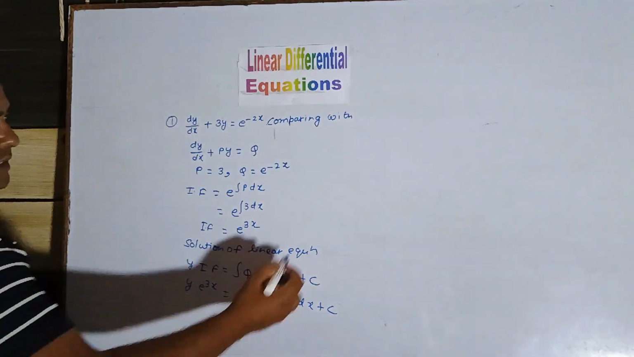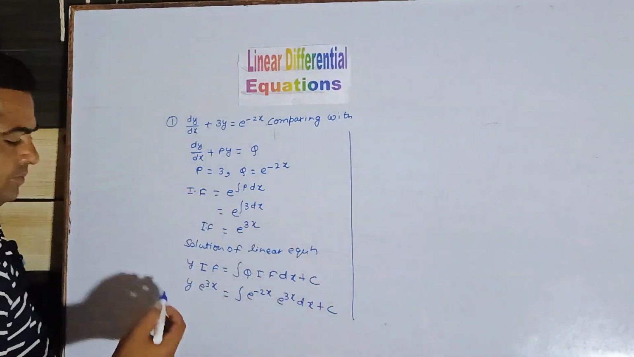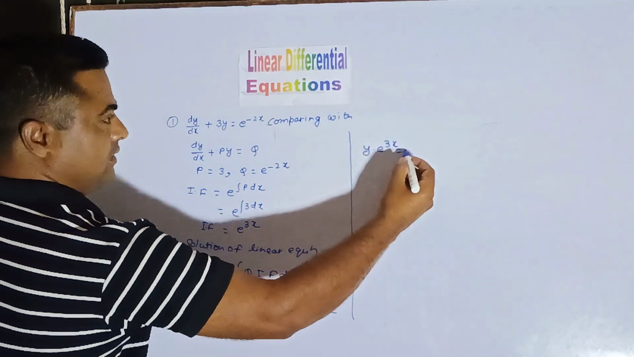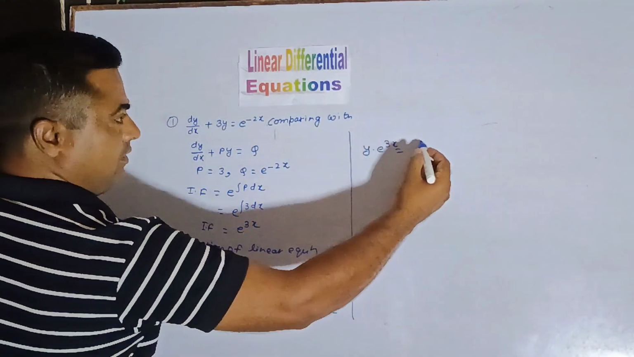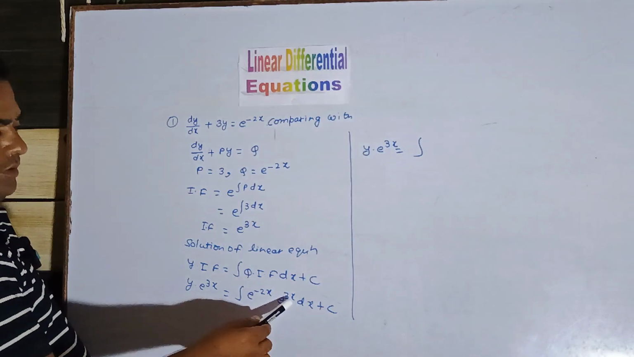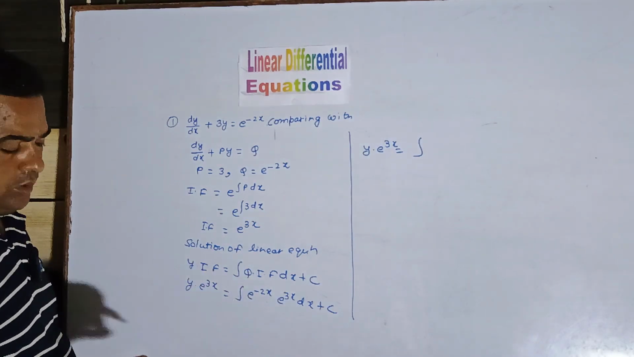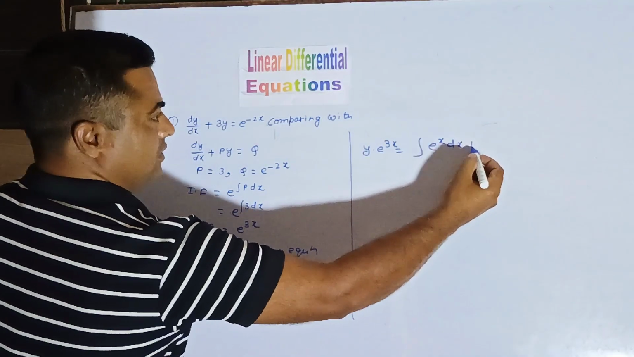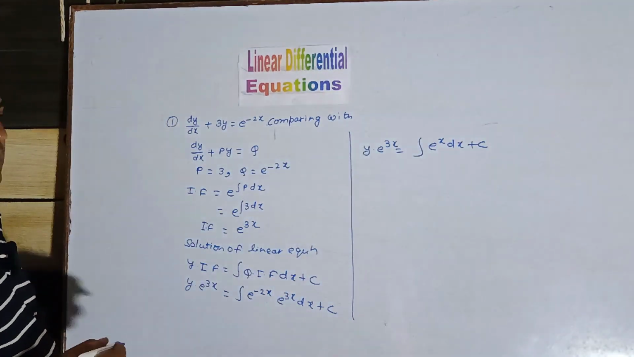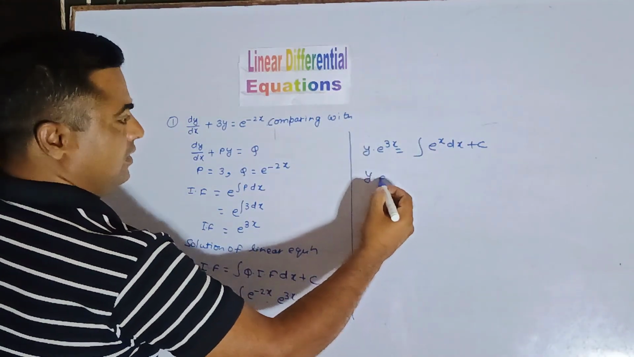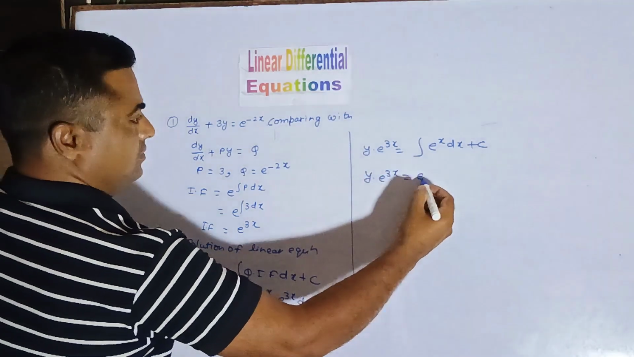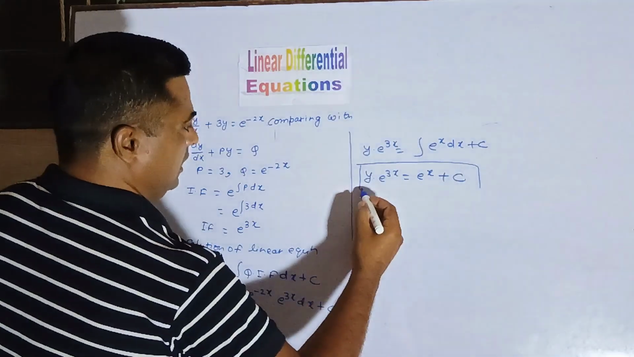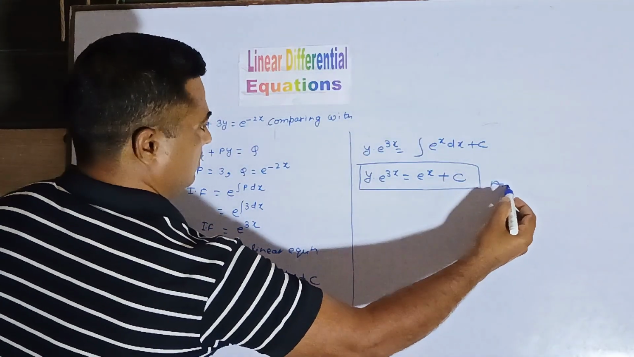Students, we will solve this part. You can see here y e to the power 3x is equal to integral of e to the power 3x times e to the power minus 2x, so this will be e to the power x after solving, dx plus c. Integral of e to the power x is e to the power x plus c. So this will be the solution of this linear differential equation.